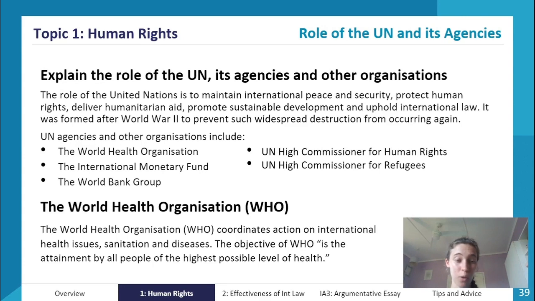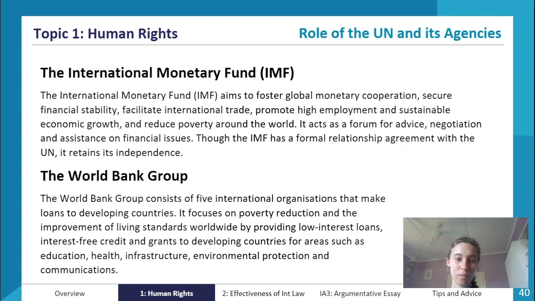So we've got the World Health Organization to begin with. As we can tell from the title, this one's one of the more obvious ones. It wants to coordinate action on international health issues, sanitation, and diseases. That is an organization that we might have heard of during the height of the COVID pandemic. The attainment of all people of the highest possible level of health is the target of that organization.